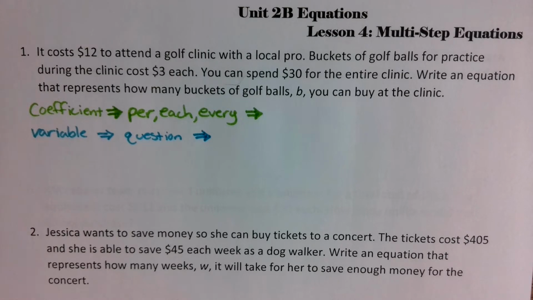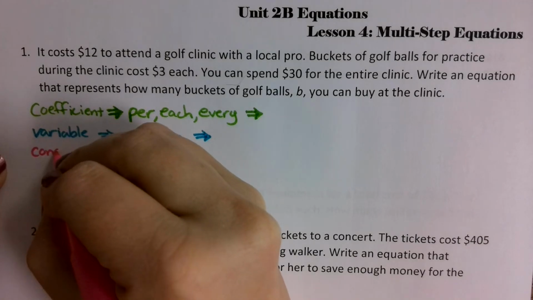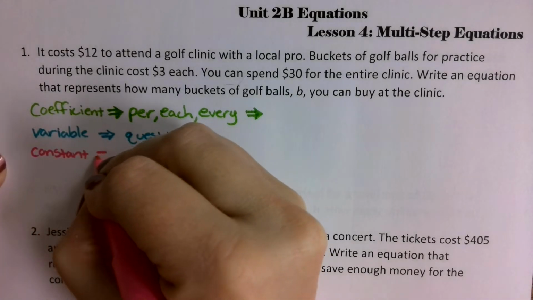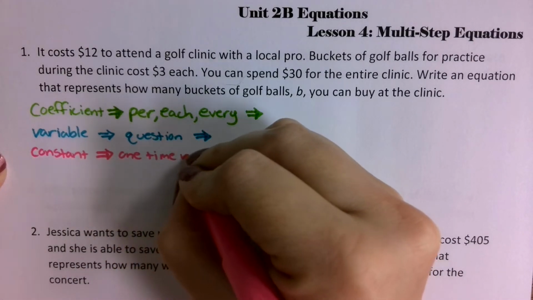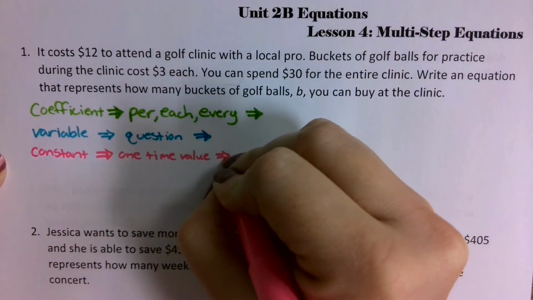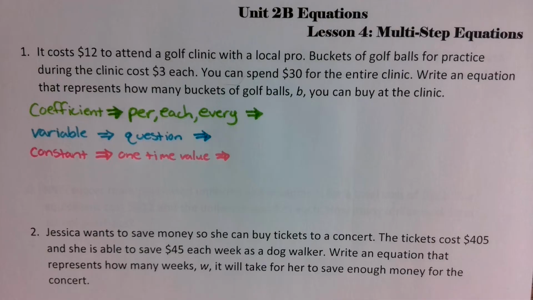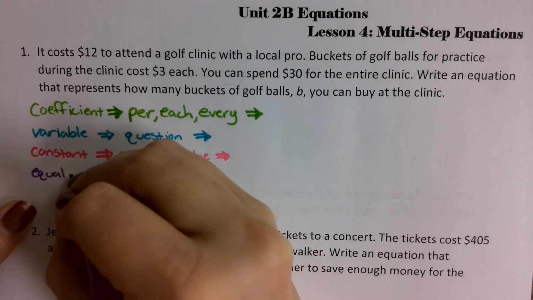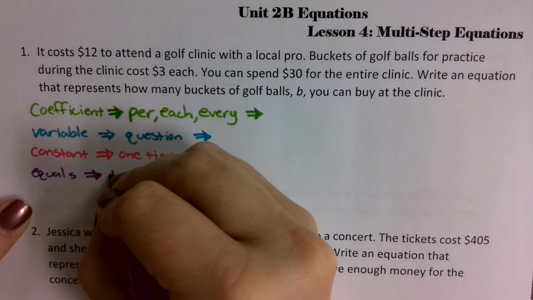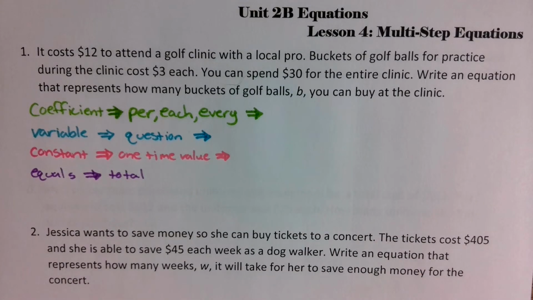Okay, then we've got our constant. And our constant happens to be a one-time value. So it might be a starting point. It might be a one-time fee that you're paying, something that only happens once. And then, of course, what you set it equal to would be a total. So the value that it equals is going to be something that represents a total amount that you are paying, or a total cost, or total number of messages, or total of some sort that it's set equal to.